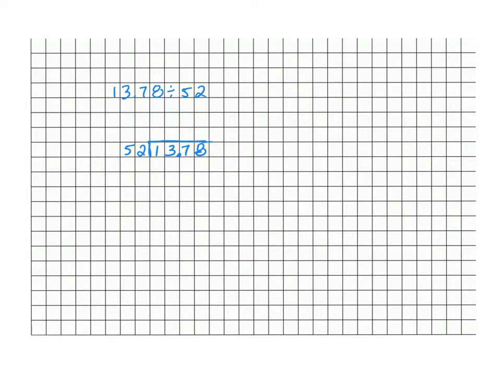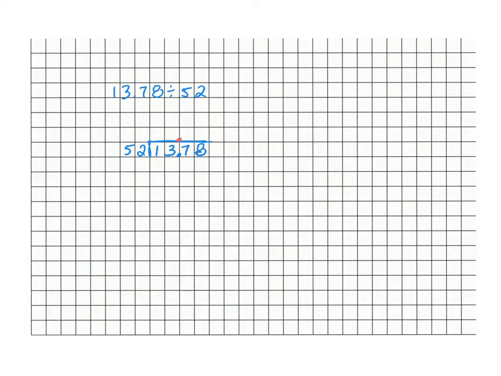Let's do another one, this one with a 2-digit divisor. So I have 13.78 divided by 52. And once again, notice that 52 is just a whole number. So I have my 13.78, and once again, I have my decimal point between the 3 and the 7. So I know in my answer, my decimal point has to go straight up.